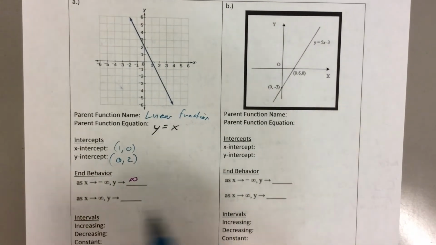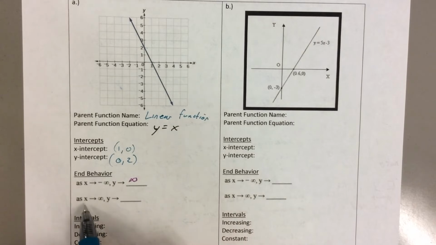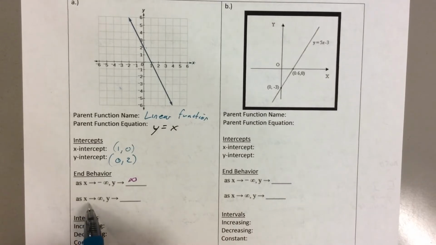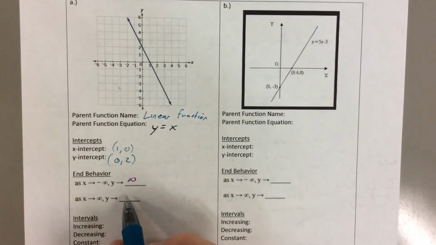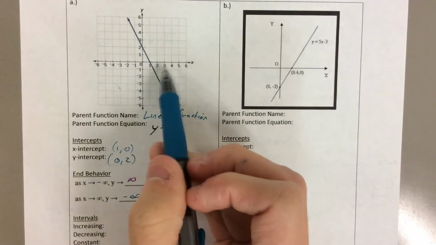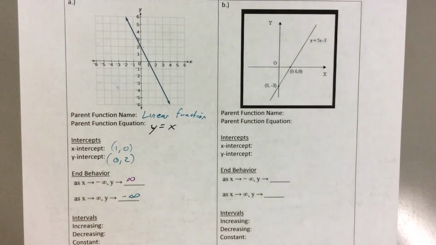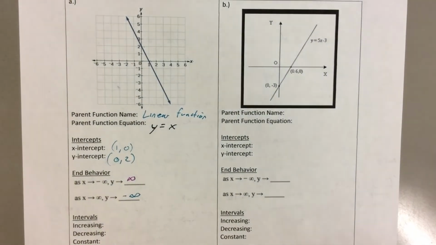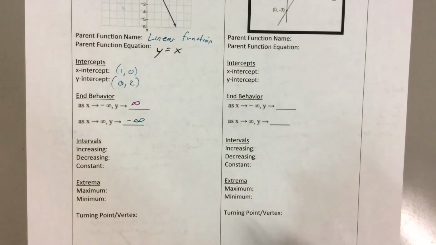So if you do, or if you don't, either way, I want you to go ahead and try this. As x approaches positive infinity, y approaches which one, positive or negative? Yeah, it's definitely negative. Y is approaching negative infinity as x is approaching positive infinity. So I hope that makes that a little more clear.